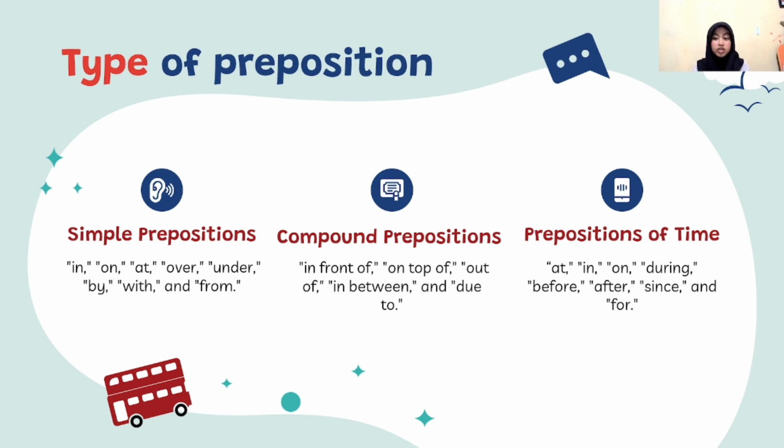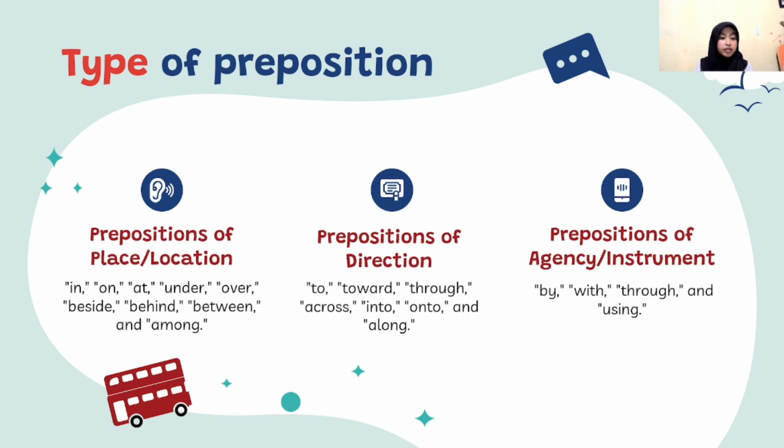The third is preposition of time. These include at, in, on, during, before, after, since, and for. The fourth is preposition of place or location. These include in, on, at, under, over, beside, behind, between, and among. Next is preposition of direction. These include to, toward, through, across, into, onto, and along. Next is preposition of agency or instrument. These include by, with, through, and using.